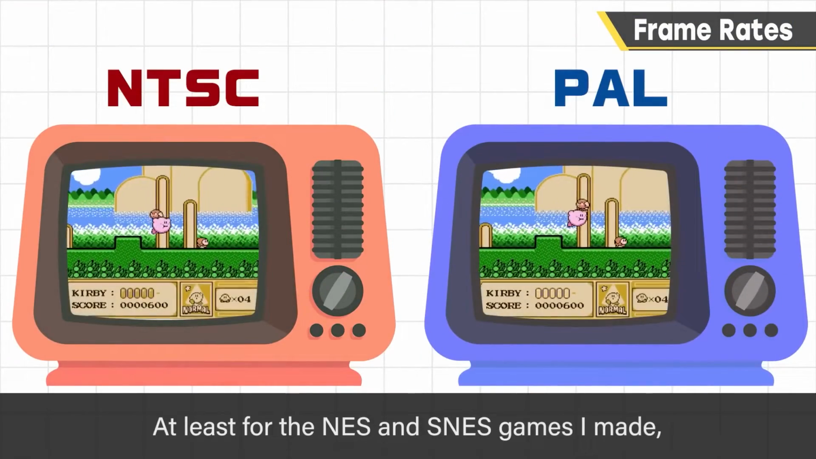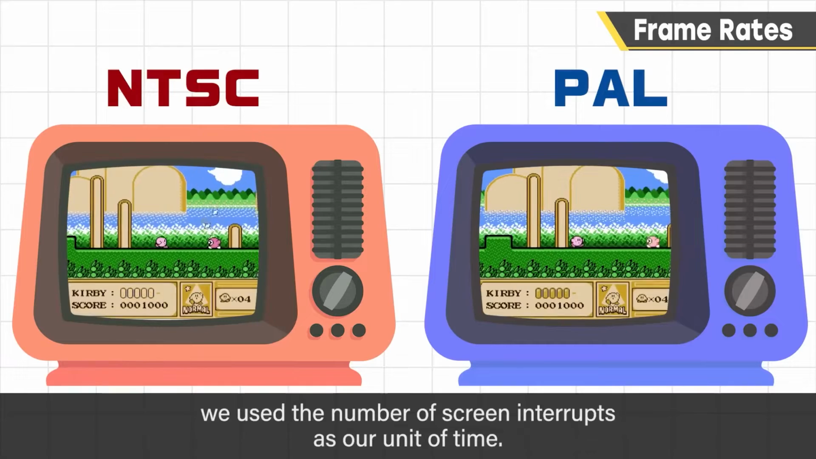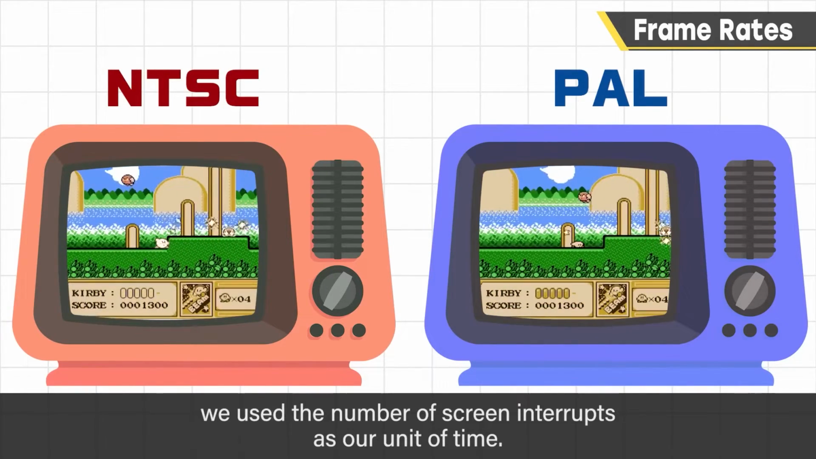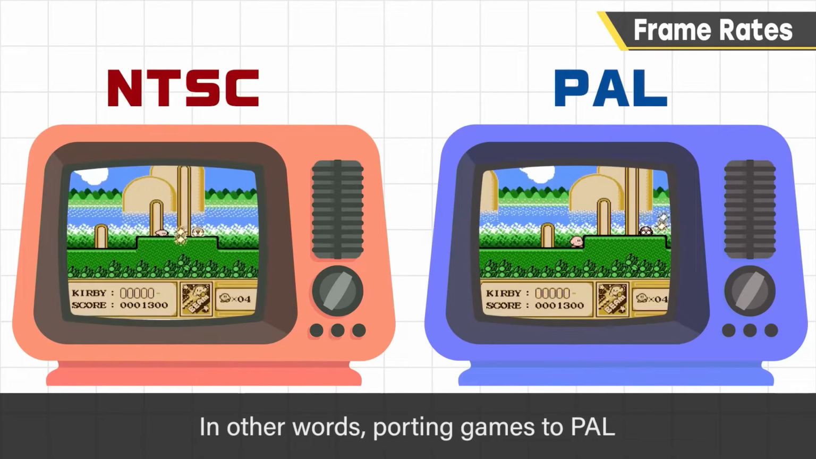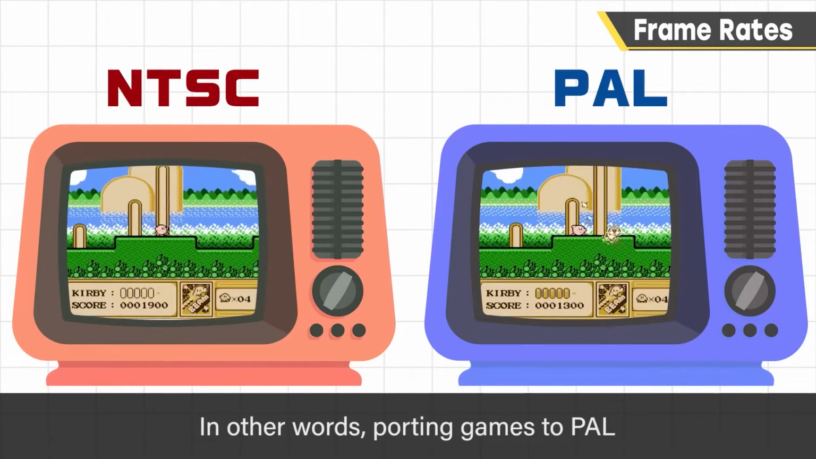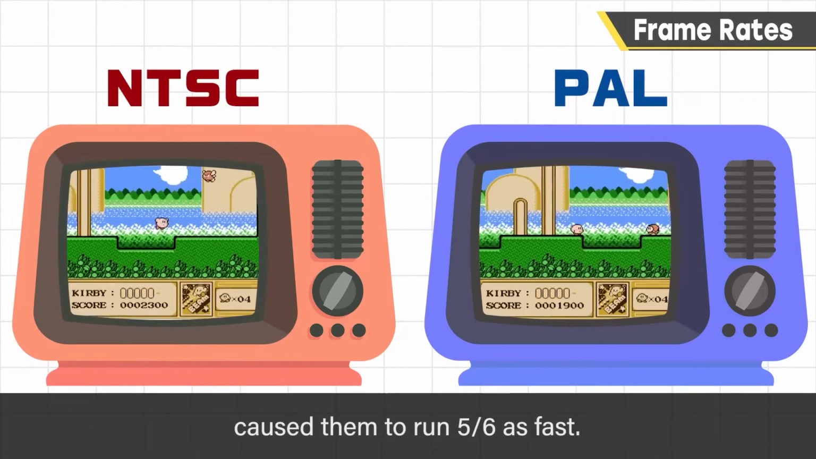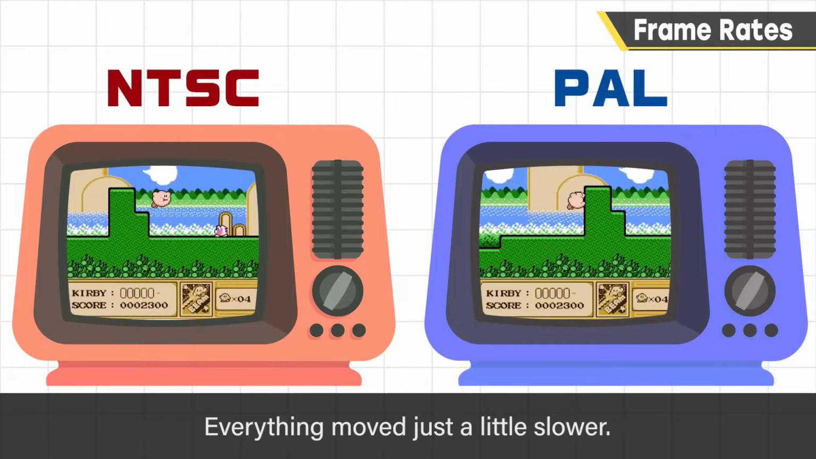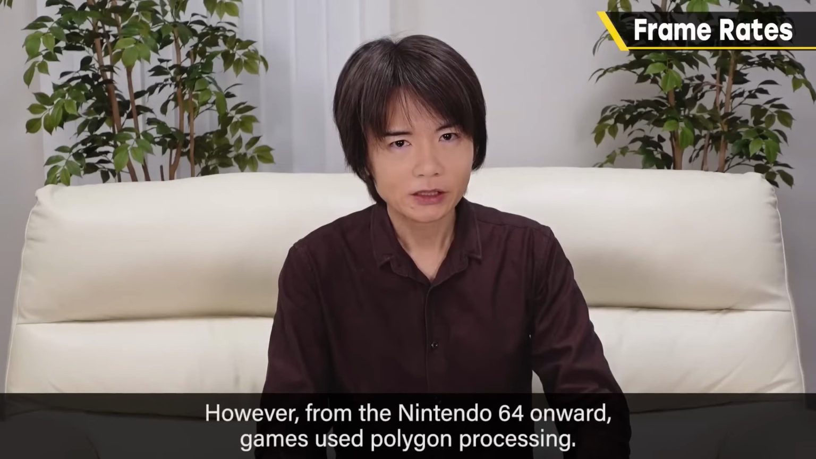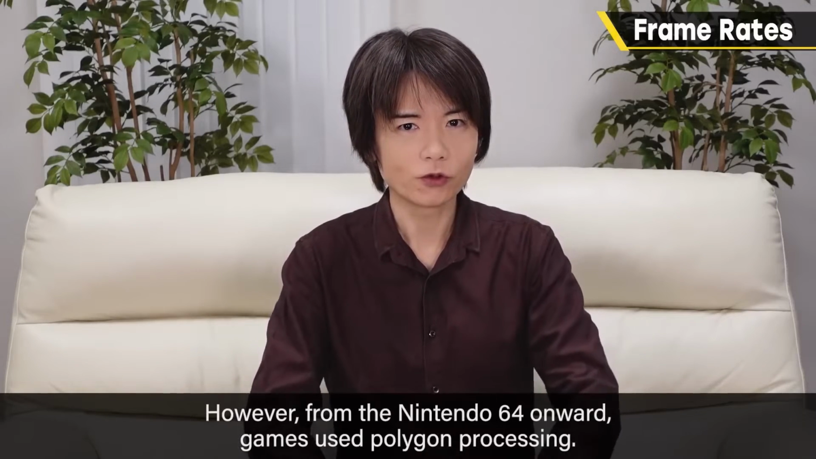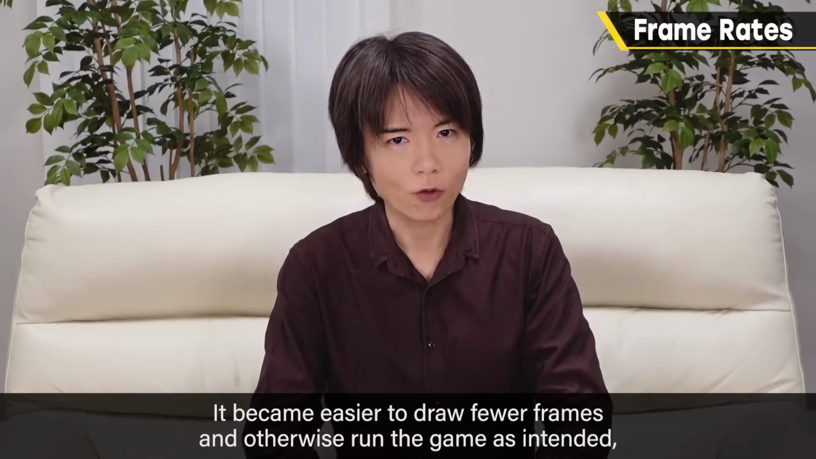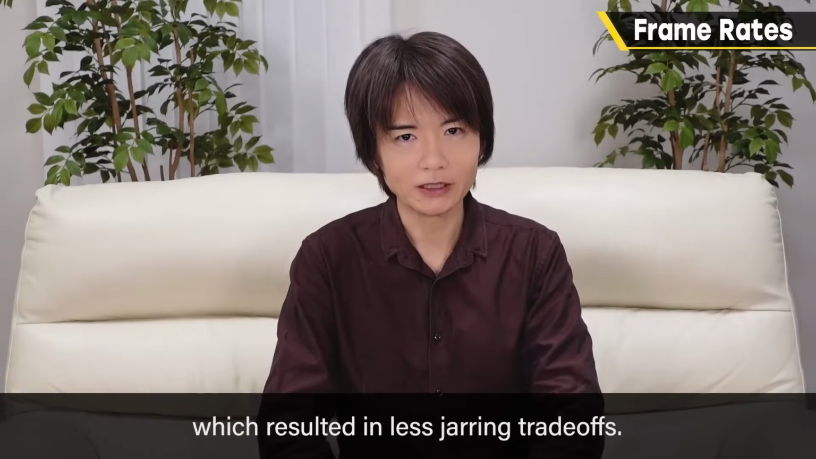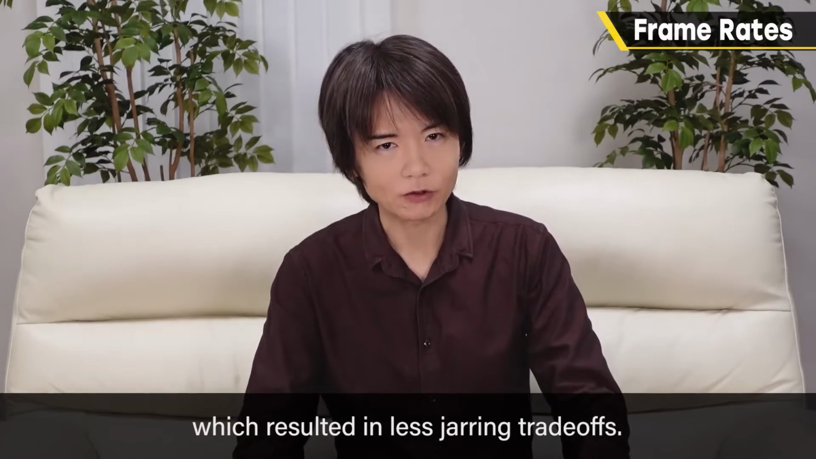At least for the NES and SNES games I made, we used the number of screen interrupts as our unit of time. In other words, porting games to PAL caused them to run 5/6 as fast. Everything moved just a little slower. However, from the Nintendo 64 onward, games used polygon processing. It became easier to draw fewer frames and otherwise run the game as intended, which resulted in less jarring trade-offs.